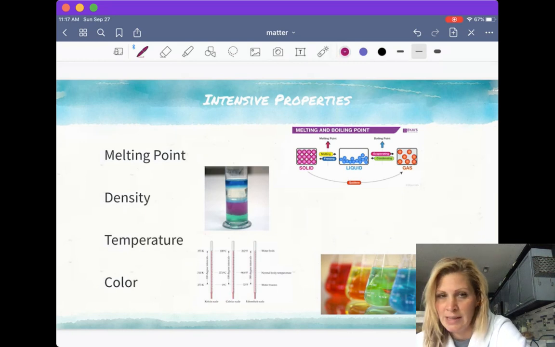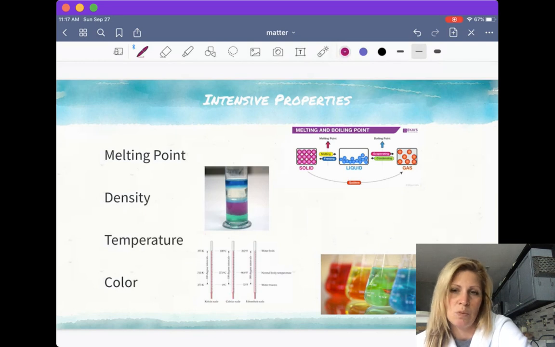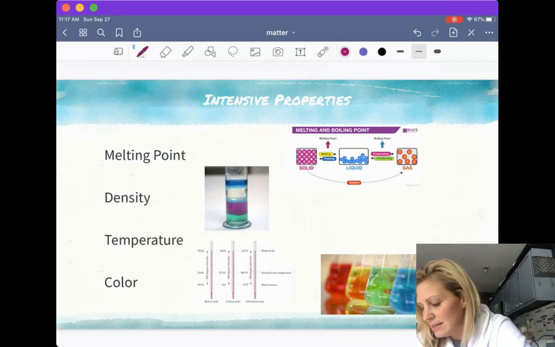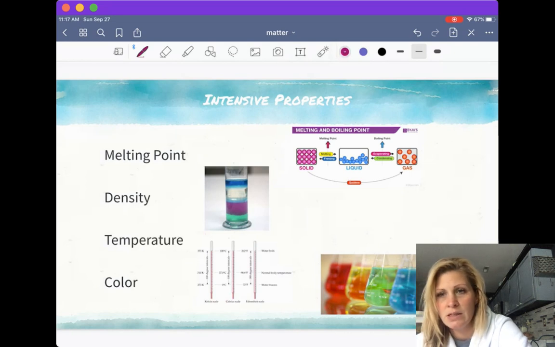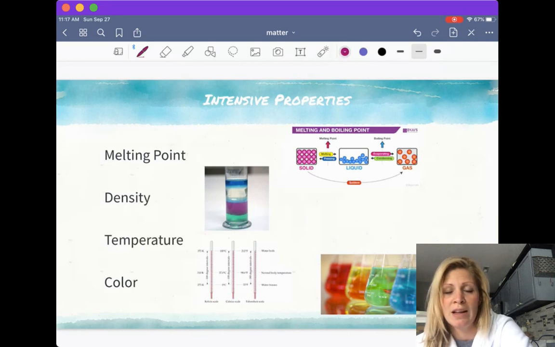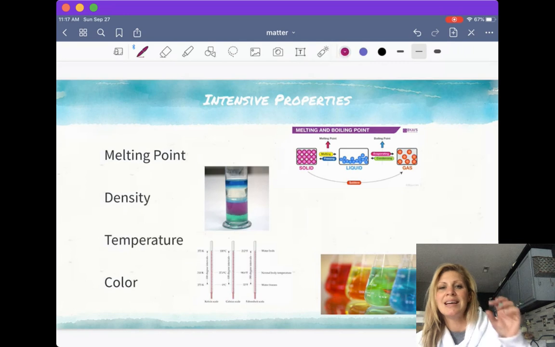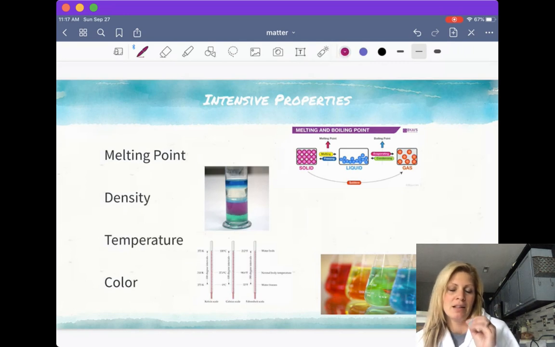Density is another example, and that's one that we focused on the last 2 weeks, last week and this week. Density is not dependent on the amount of the substance. So lead's density is going to be the same regardless if I have a huge sheet of lead or a huge block of lead, or if I'm dealing with tiny ground fine lead shavings.